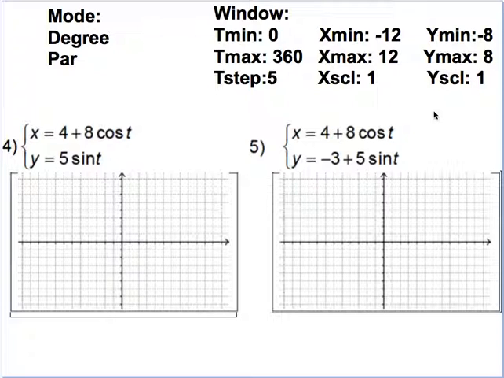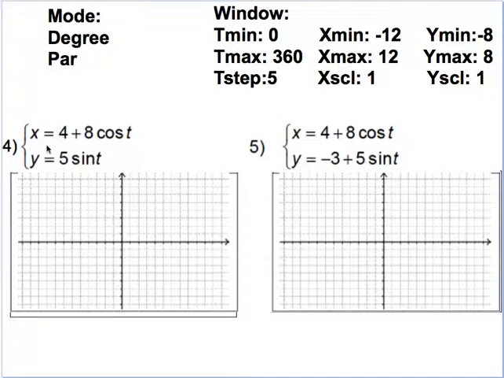Number one was practice graphing the parametric functions for our conic shapes. These two would be ellipses, and you can graph them by hand just by finding the center point. So for 5, your center of the ellipse is going to be at 4 and -3. And then the horizontal radius would be 8, and then the vertical radius would be 5.